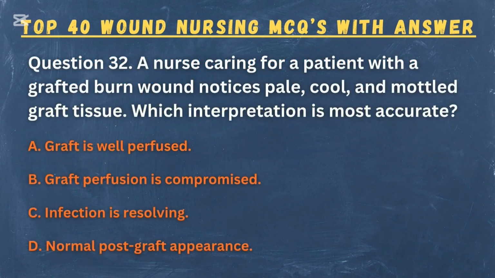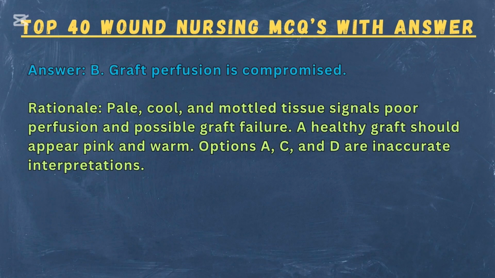Question 32. A nurse caring for a patient with a grafted burn wound notices pale, cool, and mottled graft tissue. Which interpretation is most accurate? A. Graft is well perfused. B. Graft perfusion is compromised. C. Infection is resolving. D. Normal post-graft appearance. Answer. B.